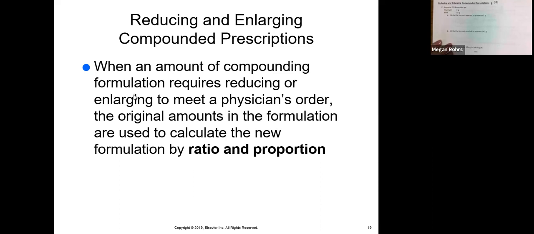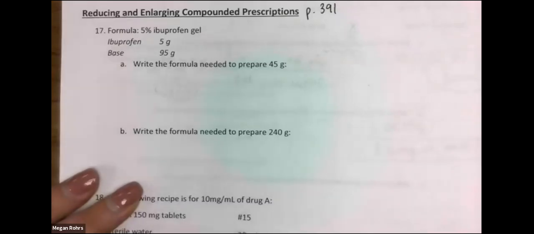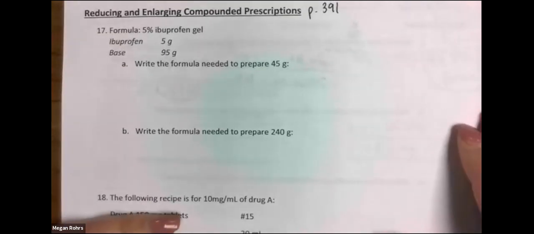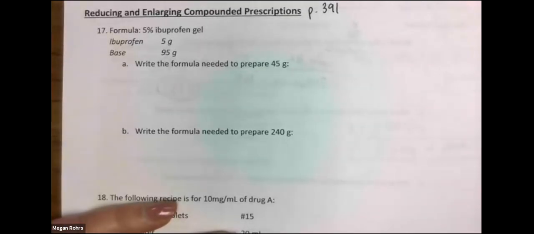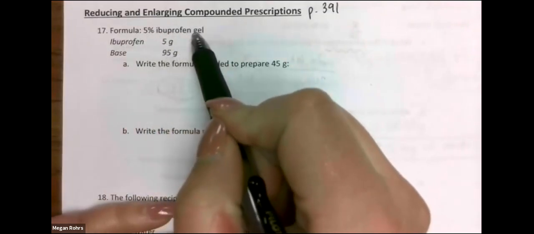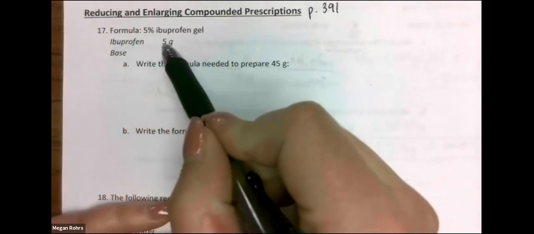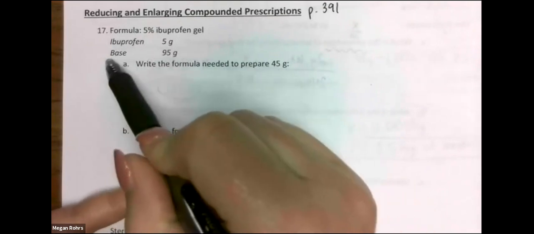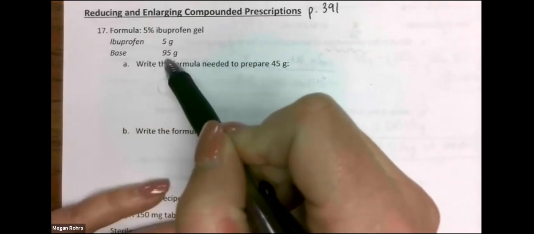Very similar math to what we've been doing, and we can solve a lot of these just with ratio and proportion. So number 17 on the worksheet here, we have a formula for a 5% ibuprofen gel. So there's going to be 5 grams of ibuprofen and 95 grams of base.